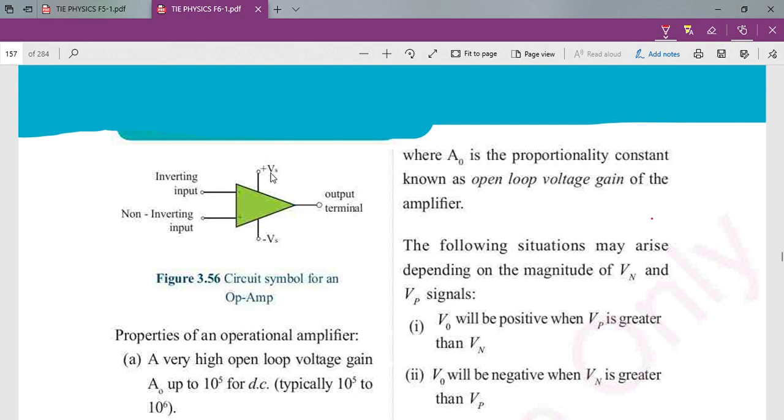This is the circuit of the operational amplifier, the op-amp, and it has several components. This is the inverting input, the non-inverting input, and this is the output. So it has only three basic parts: inverting, non-inverting, and output. It is called inverting because it is connected to the negative terminal or polarity. This one is called non-inverting because it is connected to the positive.